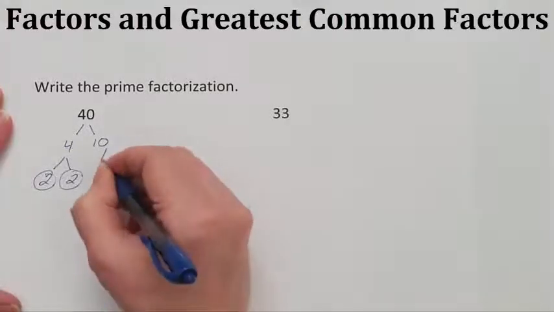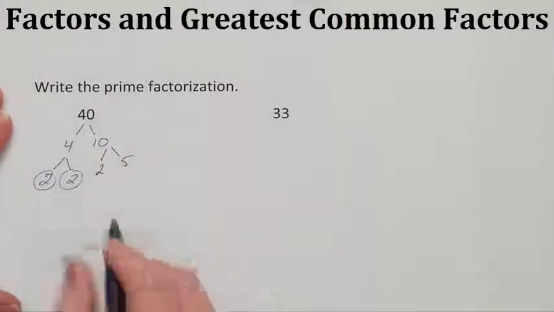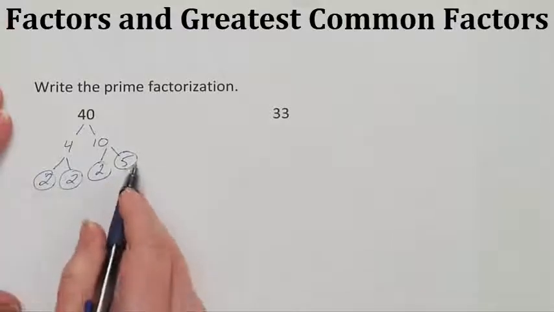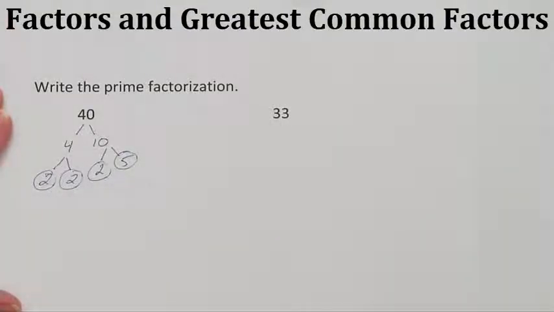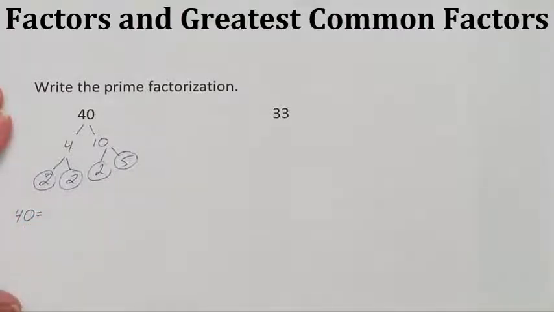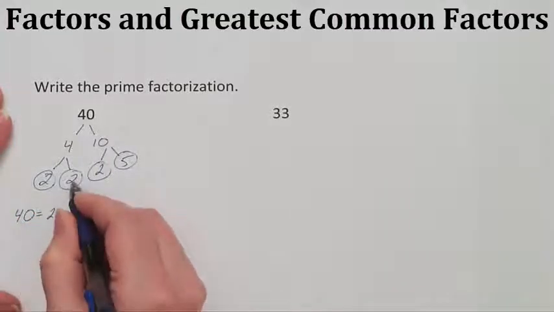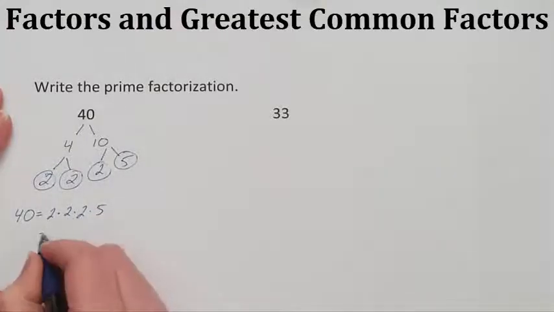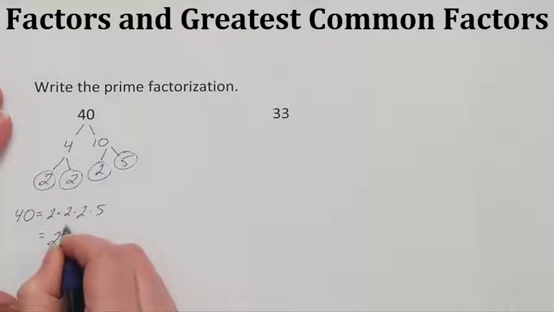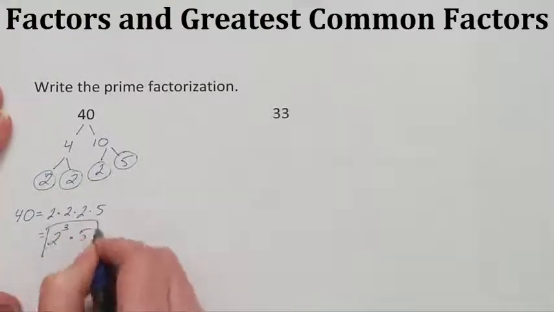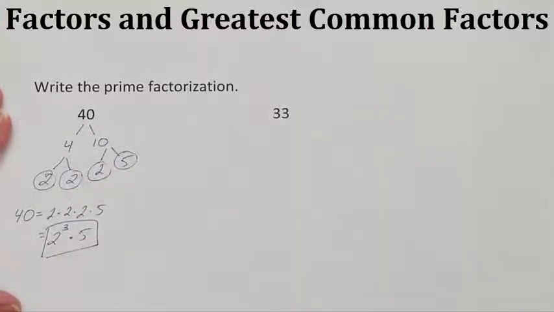10 is not prime. 10 can be broken up into 2 and 5 because 2 times 5 is 10. 2 is prime. 5 is also prime. All of my branches ended with a prime number. So I'm done with my factor tree. So if I'm trying to find the prime factorization for 40, that's 2 times 2 times 2 times 5. I can write this shorter. There were 3 of them. So 2 is multiplied together 3 times, and then that was multiplied by a 5. This is the prime factorization of 40.